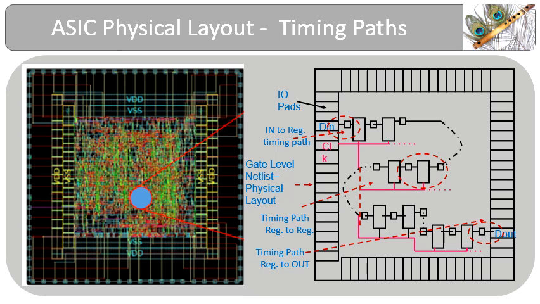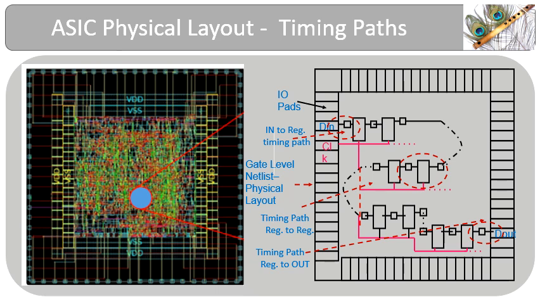In VLSI design, functional correctness alone is insufficient. The circuit must also operate within the required timing constraints. Timing analysis ensures that signals propagate across the physical layout of the chip without violating the timing window. When a gate-level netlist is placed and routed on silicon, different timing paths emerge.